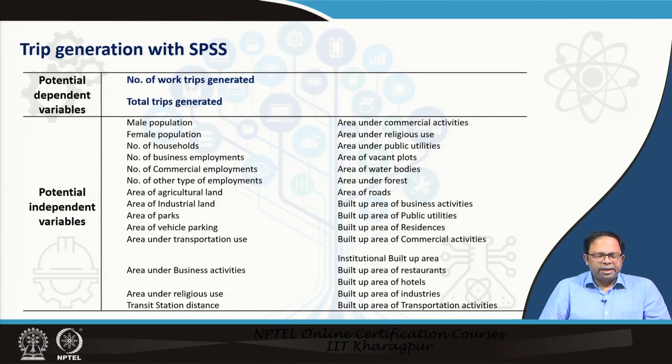then the different areas of different land uses, then area for business activities, area for religious use, the transit station distance, and then area under different commercial activities, religious use and so on, and then built up area, and the floor area of different land uses are also considered. So, these are the different variables that we have got. This is similar to the regression model that we discussed earlier.